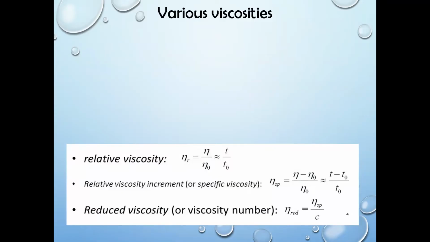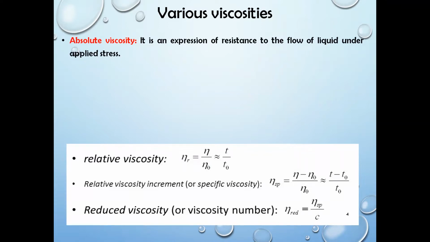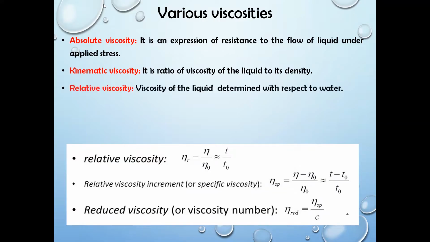Various viscosity terms which are used in the industry. First is absolute viscosity, that is expression of resistance to flow of liquid under applied stress. Then kinematic viscosity, it is the viscosity of the liquid relative to its density. Then relative viscosity, that is viscosity of the liquid determined with respect to water.